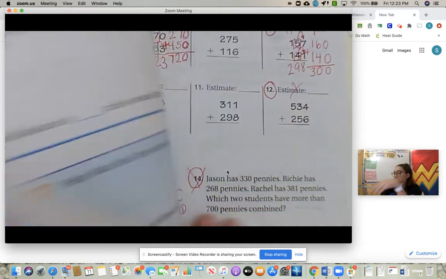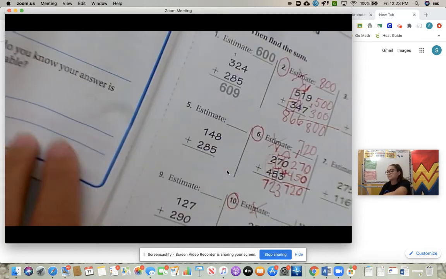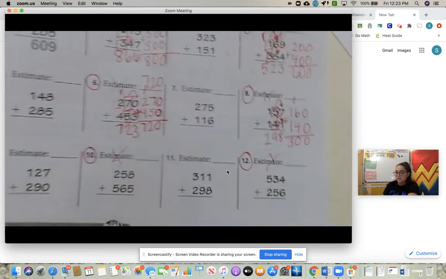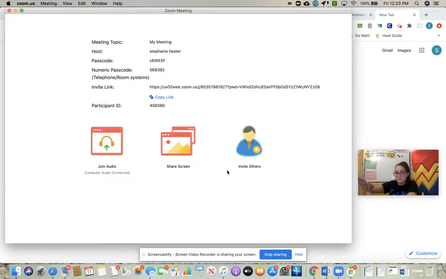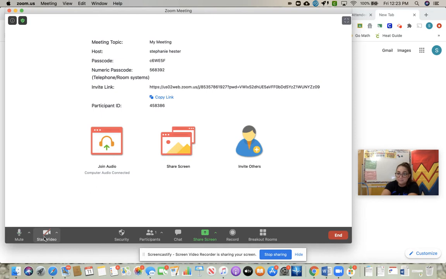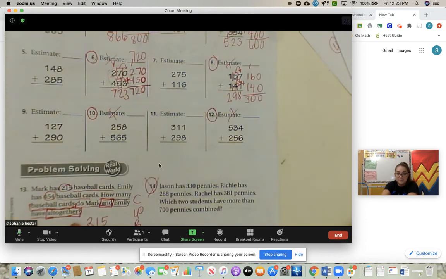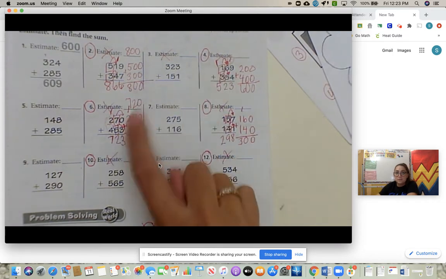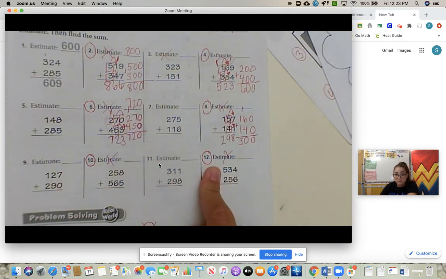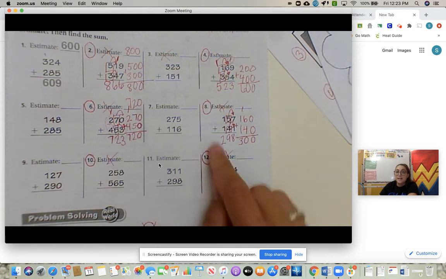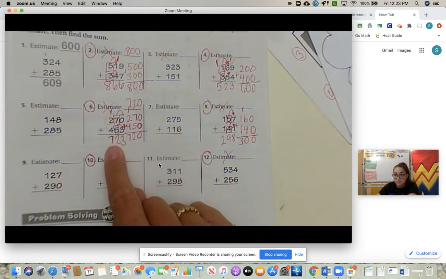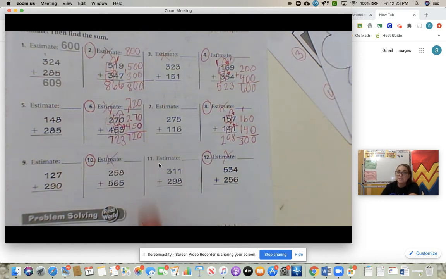Then we moved on to homework. Their homework is the even on the front. My document camera does not want to work today. All right. All the even numbers. So 2, 4, 6, 8, 10, 12 is homework. And again, they don't have to estimate. I had a student that needed help, so we were working together after class, and we were practicing estimating, but you don't need to.